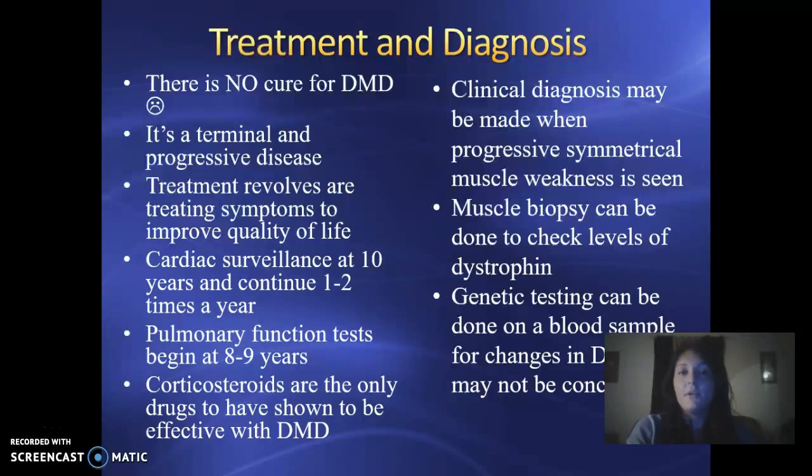It is a terminal and progressive disease, so it doesn't get better. So far there's no cure. There's no way to fix the deficiency in dystrophin. Usually doctors will give a prognosis of about 20 years. Some of them can live longer and some of them can live shorter than that. Again, it all depends on the cases.